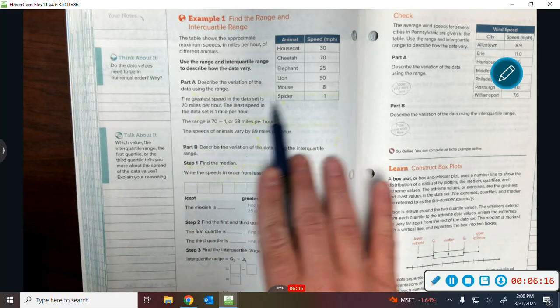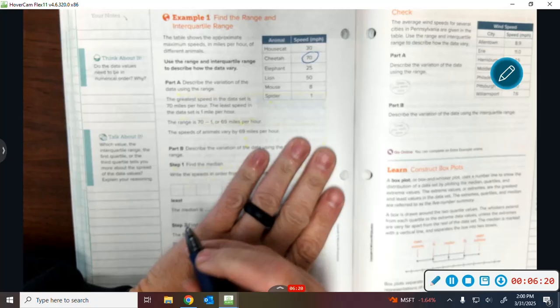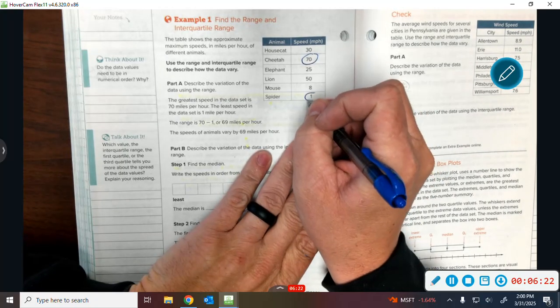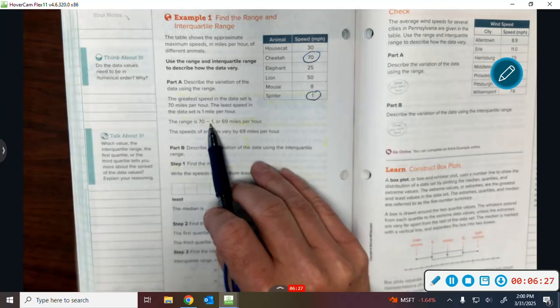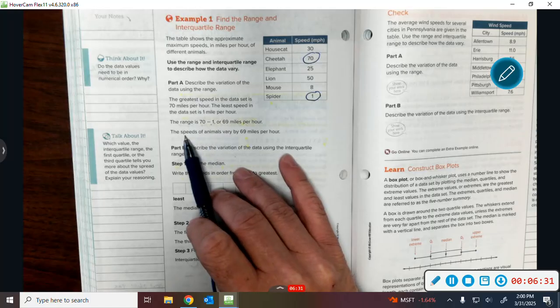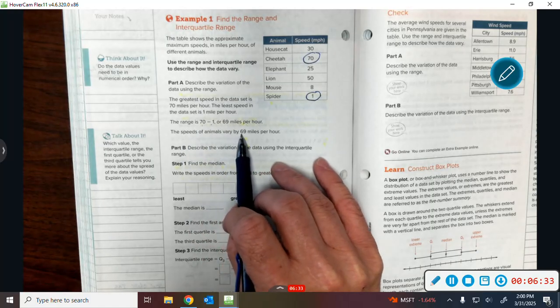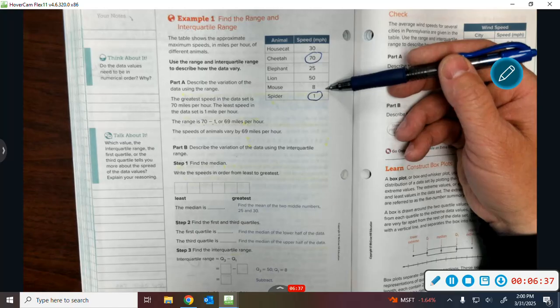The greatest speed in this data set is 70, and our lowest speed, which is a spider, is 1. So our range is 70 minus 1, which is 69 miles per hour. The speeds of the animals vary by 69 miles per hour. That's how we would describe it using the range.